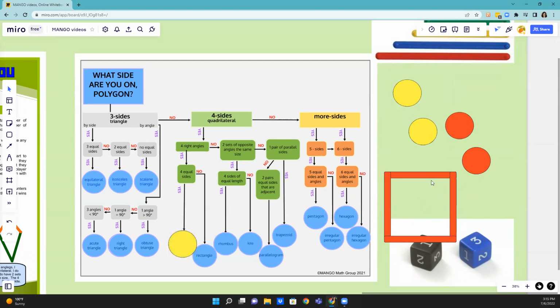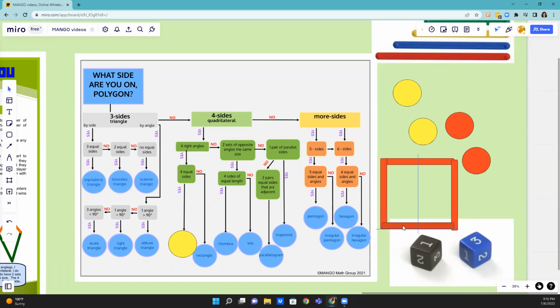Then the next person will go and roll the dice. Let's say they also rolled a 4, and they then have to figure out what type of quadrilateral they're going to make. They have these different options of rectangles, rhombus, kites, parallelograms, and trapezoids. So they're going to use those Anglegs to create one of those shapes and then fill in the circle with their color counter. The person who has the most circles filled in with their counters wins the game.